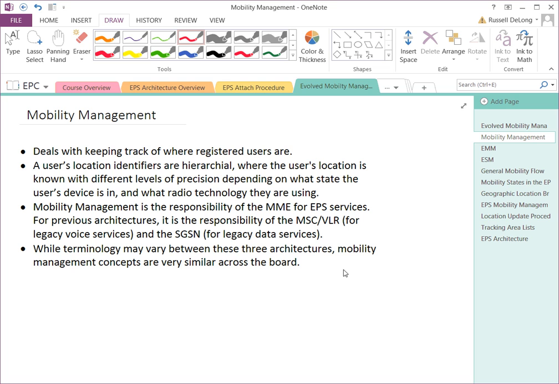Mobility management itself is the responsibility of the Mobility Management Entity, which shouldn't come as a big surprise based on its name, for the Evolved Packet System. For previous architectures it was the responsibility of the MSC/VLR for traditional circuit switched core networks, and the SGSN, or Serving GPRS Support Node, for legacy GPRS core or PS. While terminology may vary between these three architectures, mobility management concepts themselves are extremely similar across the board. If you have previous experience with either of those architectures and are already strong in their mobility management theory concepts, you will find you are very much at home in the theory being discussed here, although much of the terminology has changed.